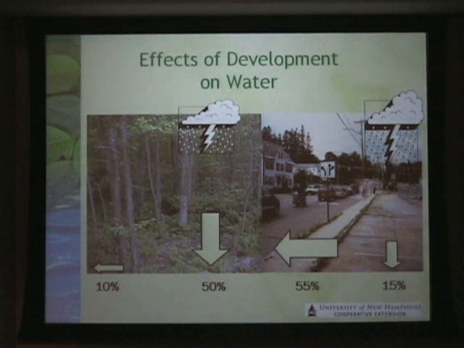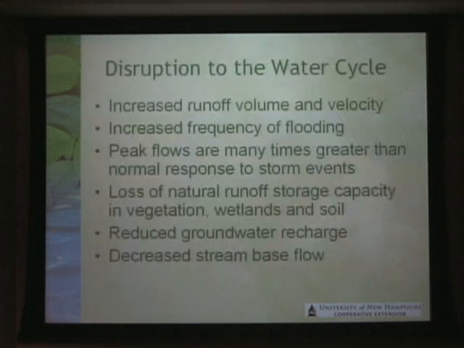And since the loading to our aquatic systems is the concentration times the volume of water, in a lot of cases it's almost insignificant what the concentration might be coming off of a property. It's more important to reduce that runoff, because it's that multiplier effect that's really causing the problem.